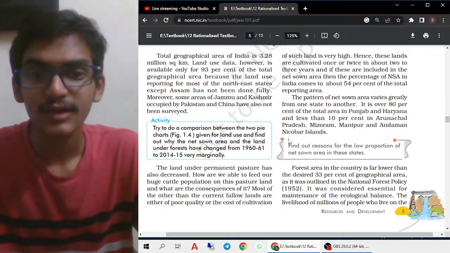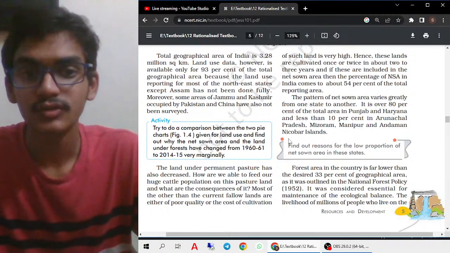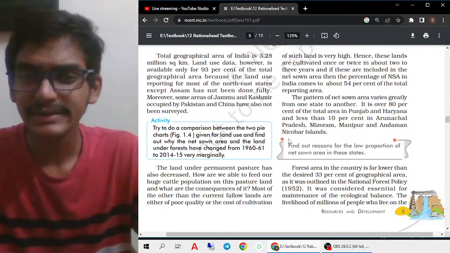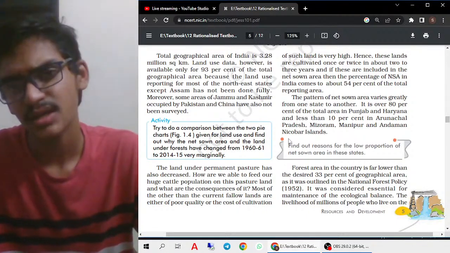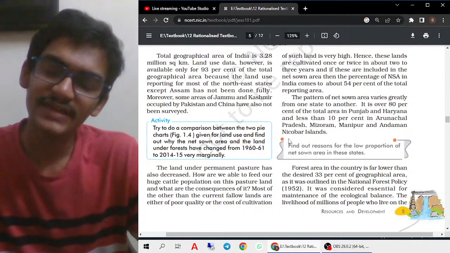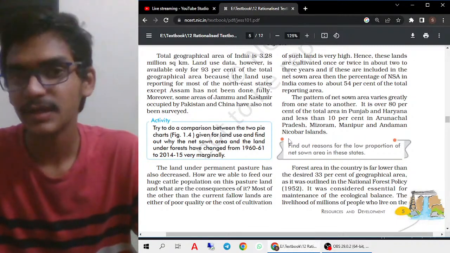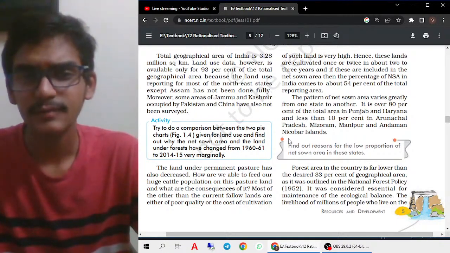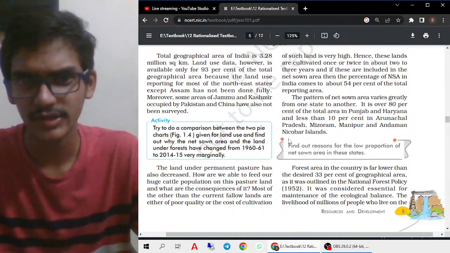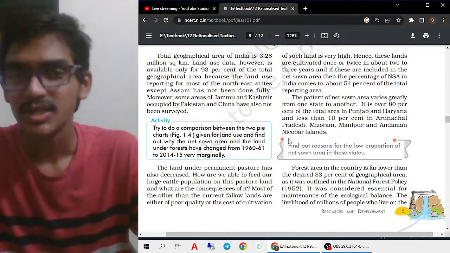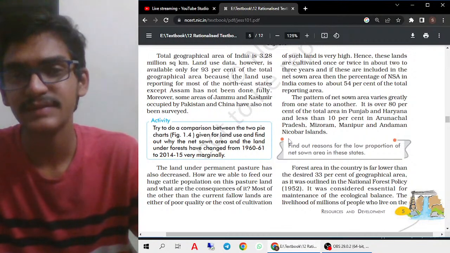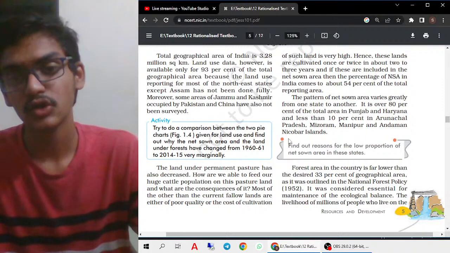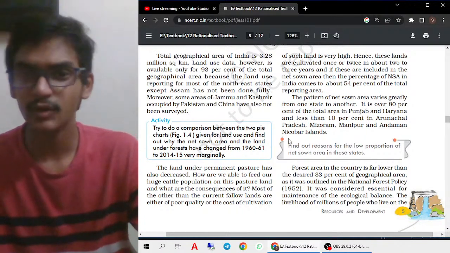Over 80% of the total area in Punjab and Haryana is used for agriculture, but only 10% is used in Arunachal Pradesh. Why? The first thing we can say is that there was greater development in the agriculture sector in Punjab and Haryana because of the Green Revolution, which was brought out in the 1970s by Norman Borlaug. As you learned in the previous class, it brought high yielding variety seeds and greater machinery, which helped increase agriculture production.